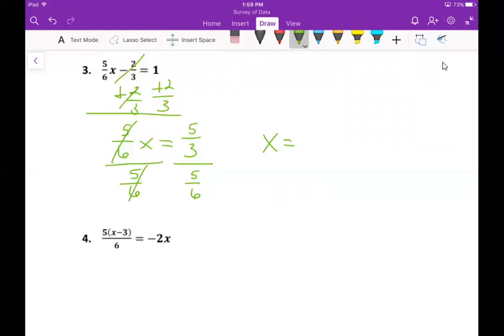So grab your calculator and type in 5/3 divided by 5/6. Just remember, if you're using a calculator, make sure you put this in parentheses and this in parentheses separately, okay? If you do that, you will get the correct answer, which is 2. And again, you could plug that back in for the x here and double check your work, but the answer here should be 2. You can take a second to pause and check that work as well.